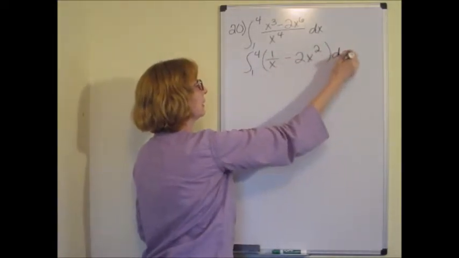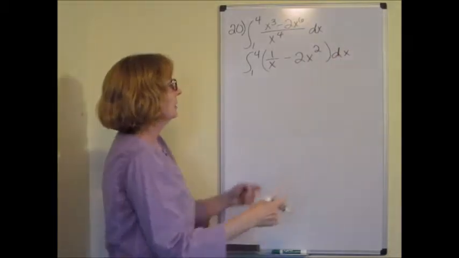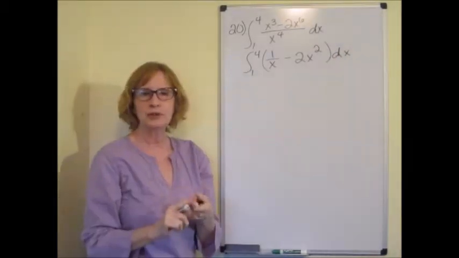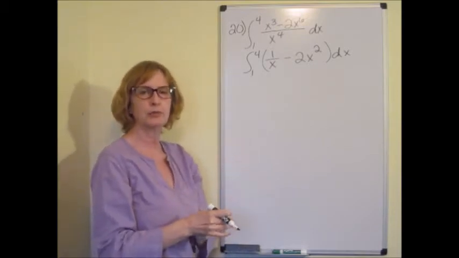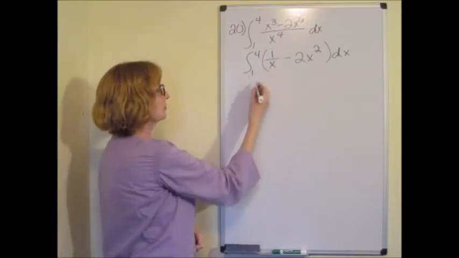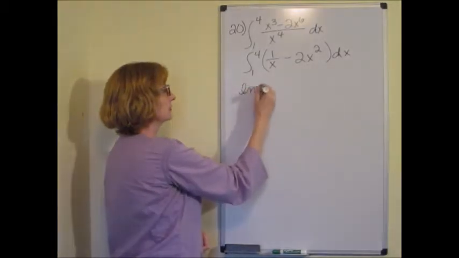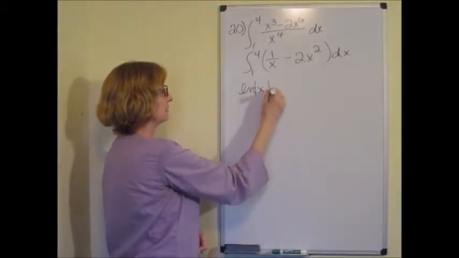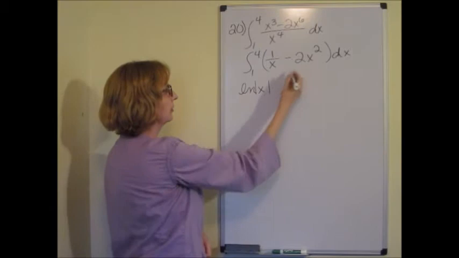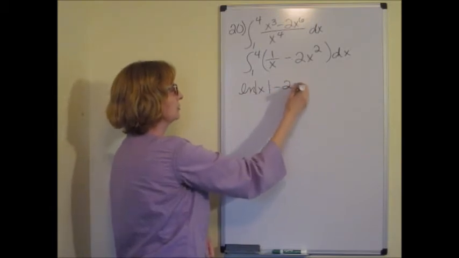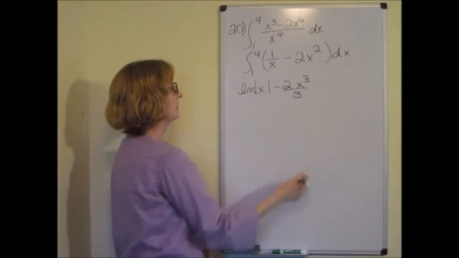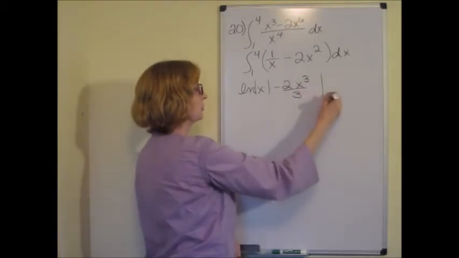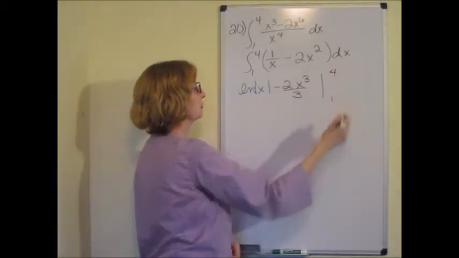And now we can integrate. The integral of 1 over x, that's one that you want to remember. This one is the natural log of x. That's in your formula sheet. So this one will be the natural log of x, actually the absolute value. And then when we integrate here, that's going to be minus 2x cubed over 3. And we're going to take that from 1 to 4.